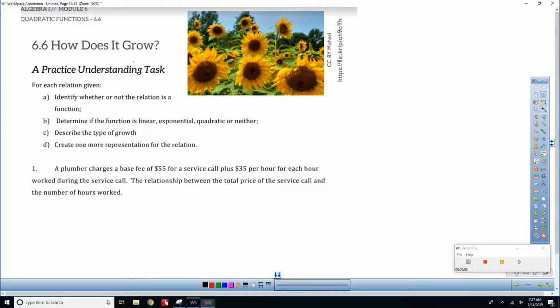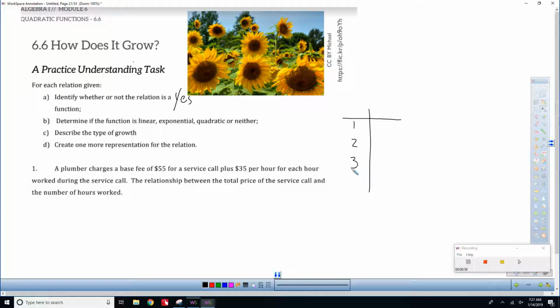A plumber charges a base fee of $55 service call, and $35 per hour. The relationship between the price and the hours worked. Okay, so this is a function. So this is a yes. To me, this is definitely linear, but let me tell you how I know.